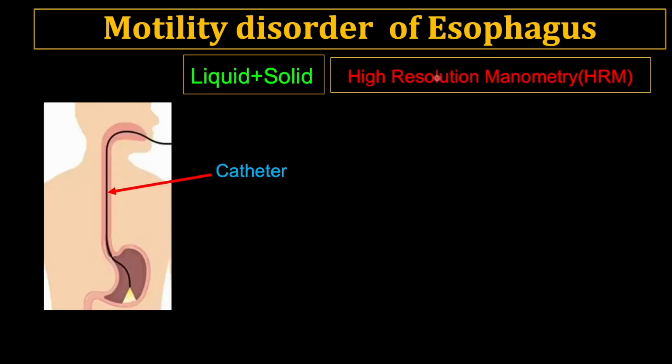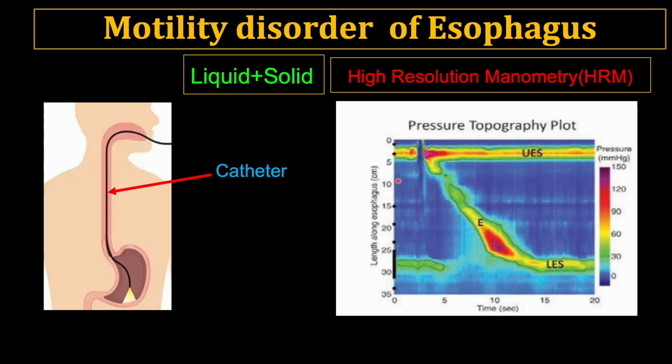In this, a pressure measuring catheter is placed in the esophagus and pressure is measured during swallowing. The measured pressure is plotted in a color-coded graph. This color coding represents the pressure within the esophagus. Blue color represents lower pressure, red represents higher pressure. This one is the location of the upper esophageal sphincter and this one is the location of the lower esophageal sphincter.